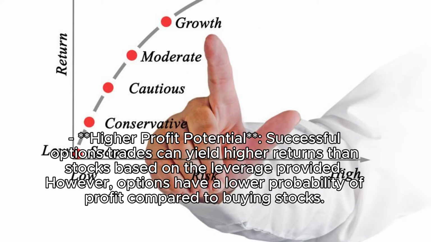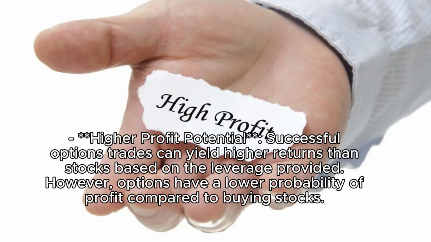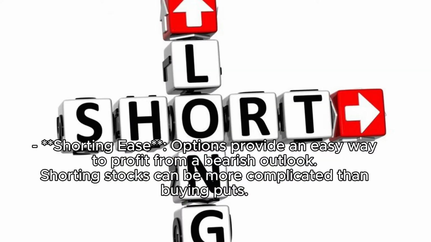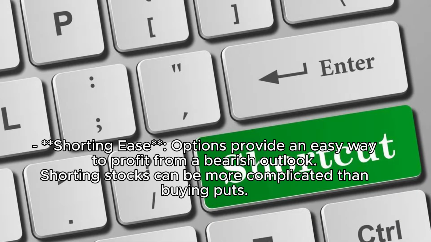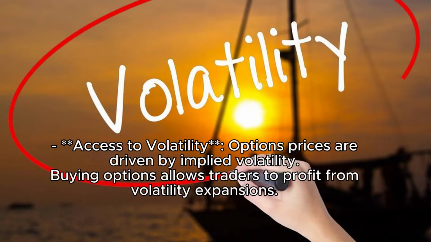Higher profit potential. Successful options trades can yield higher returns than stocks based on the leverage provided. However, options have a lower probability of profit compared to buying stocks. Shorting ease. Options provide an easy way to profit from a bearish outlook. Shorting stocks can be more complicated than buying puts. Access to volatility. Options prices are driven by implied volatility. Buying options allows traders to profit from volatility expansions.